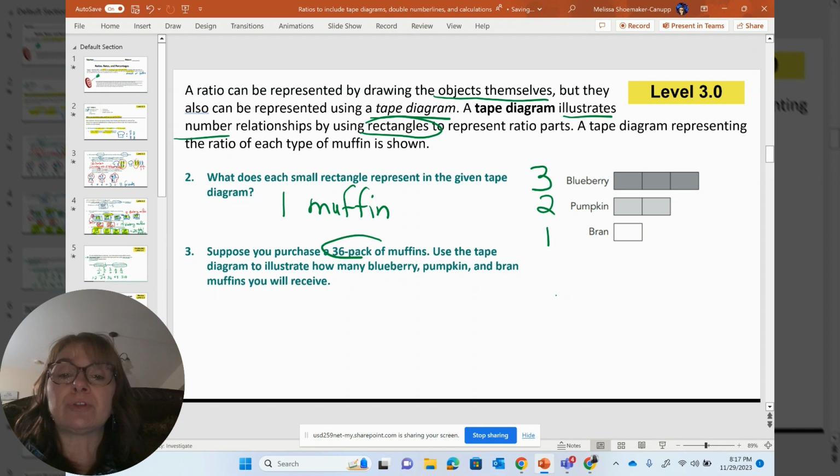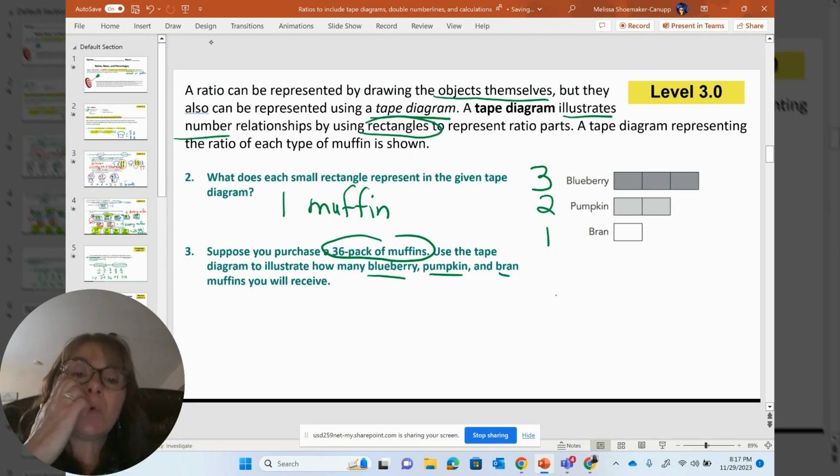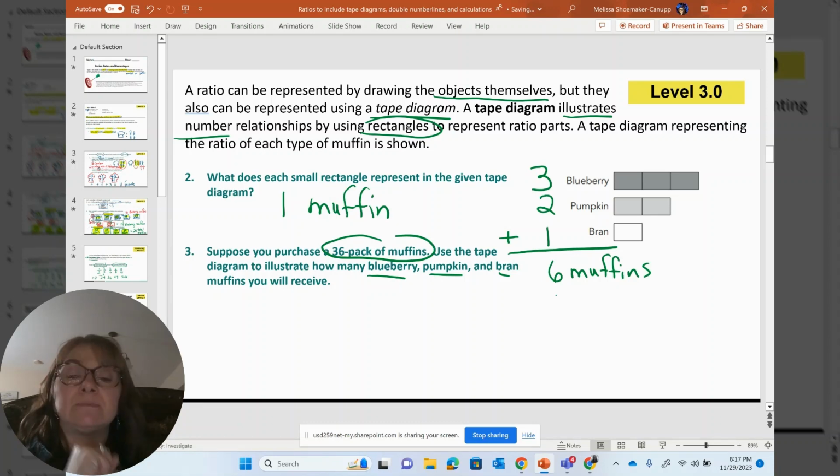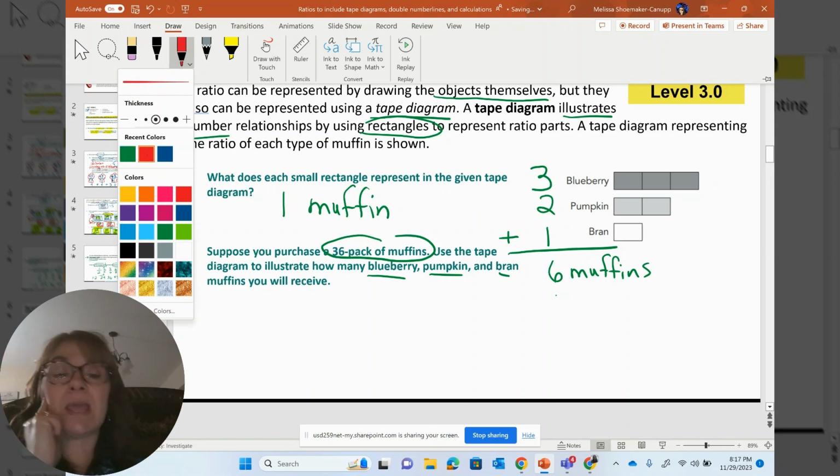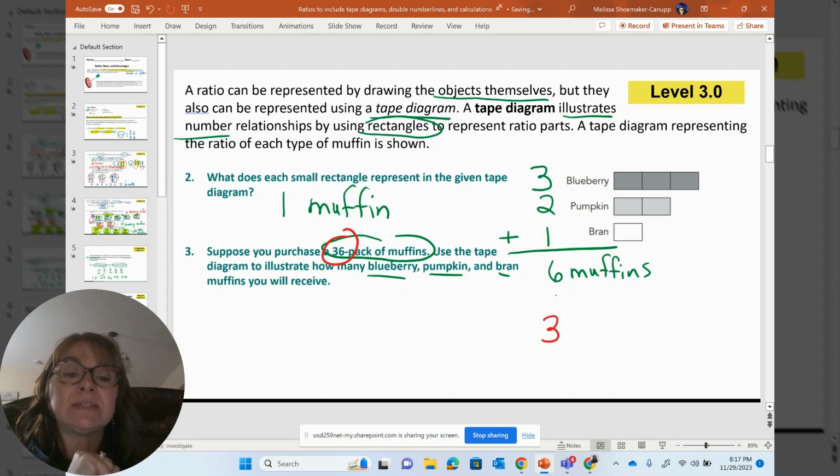Suppose you purchase a 36 pack of muffins. Use the tape diagram to illustrate how many blueberry, pumpkin, and bran muffins you'll receive. So if I buy one of these, total, I have 6 muffins. 3 of them are blueberry, 2 of them are pumpkin, 1 of them is bran. So now this is where we have to start thinking mathematically to say, okay, I have 6 total muffins, but they want me to get to 36 total muffins. How do I go from 6 to 36?